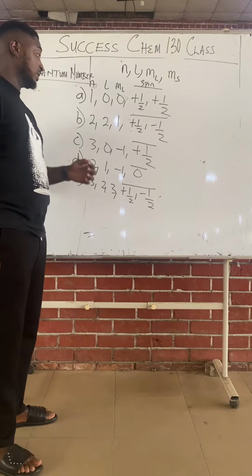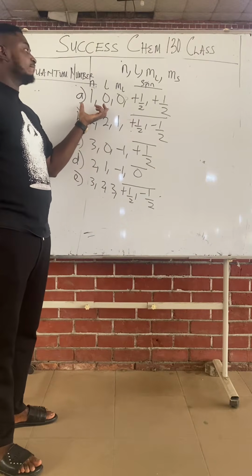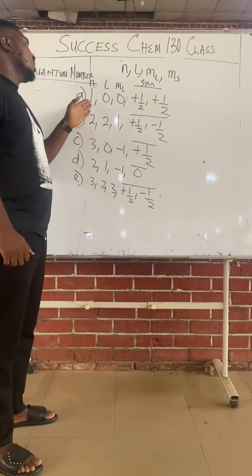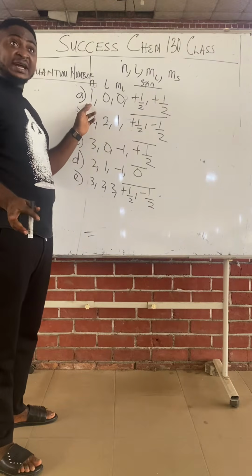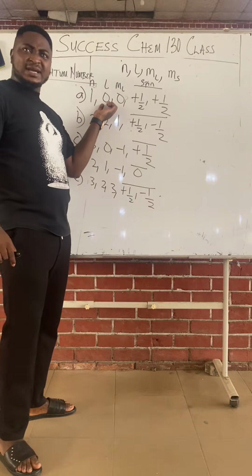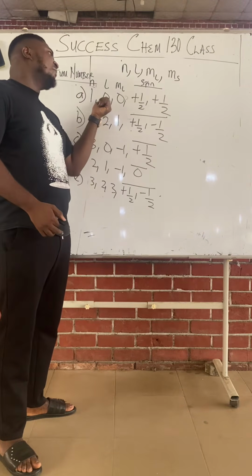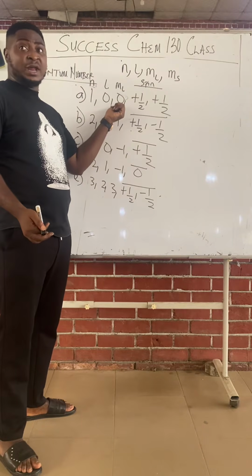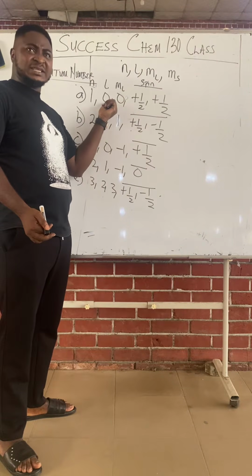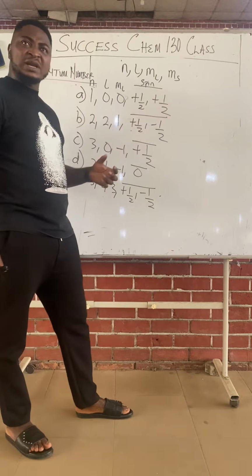Class, have you seen anything wrong with this? The principal quantum number is always correct, they said that, right? Azimuthal should be one number less than the principal. If azimuthal is 0, magnetic is also 0. You know that, remember? What kind of orbital is this? S. Coming here now, this one is wrong, class.